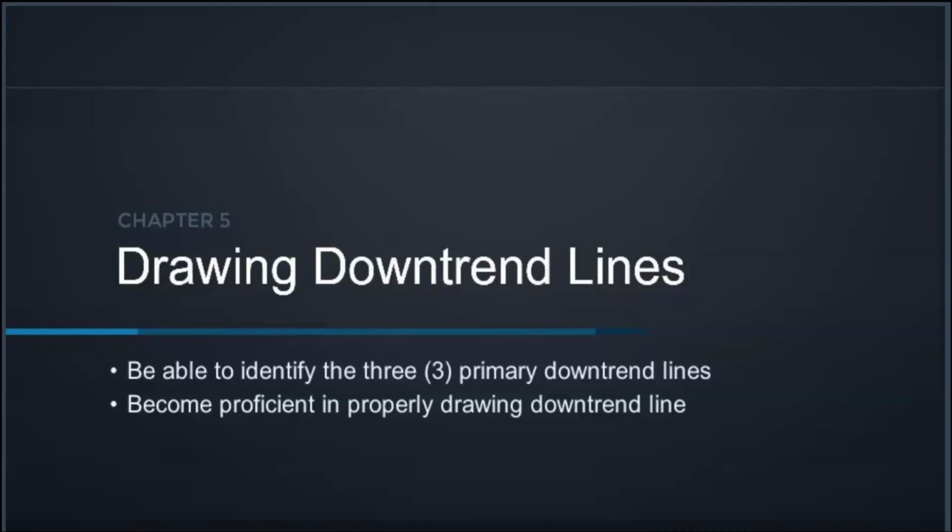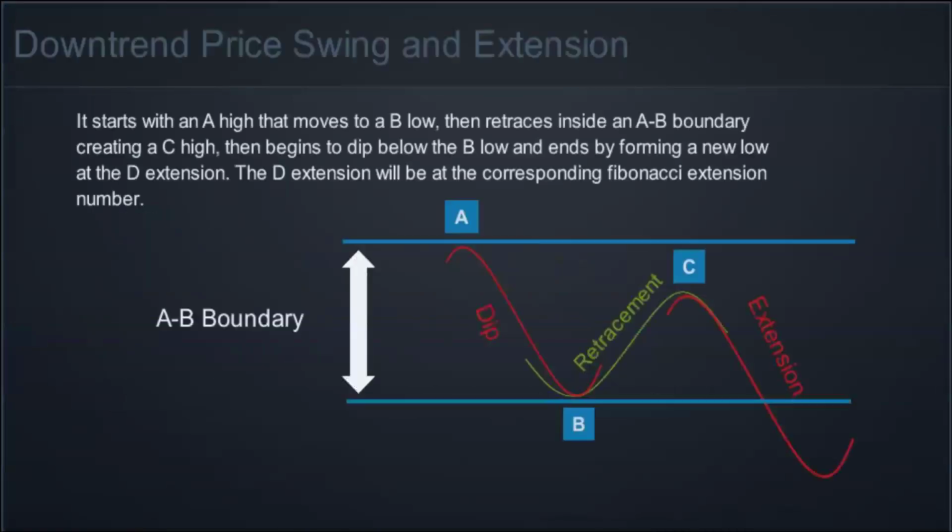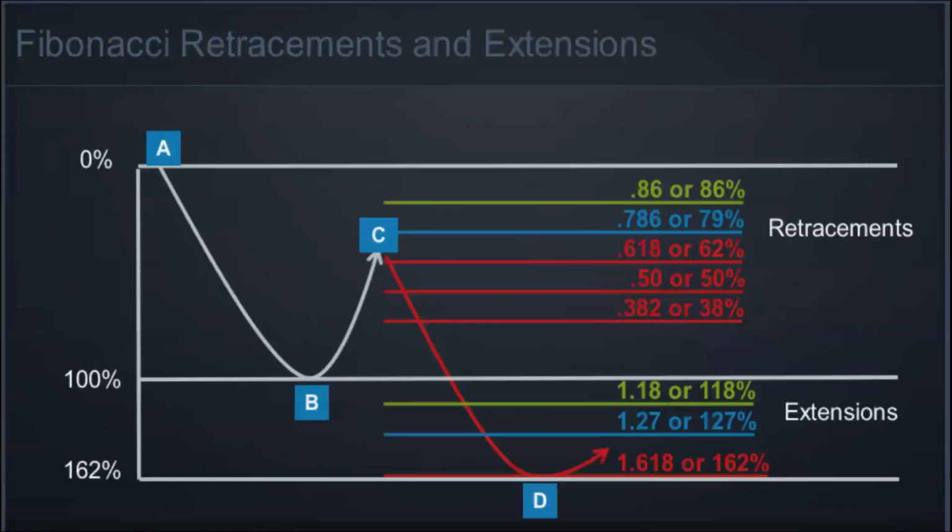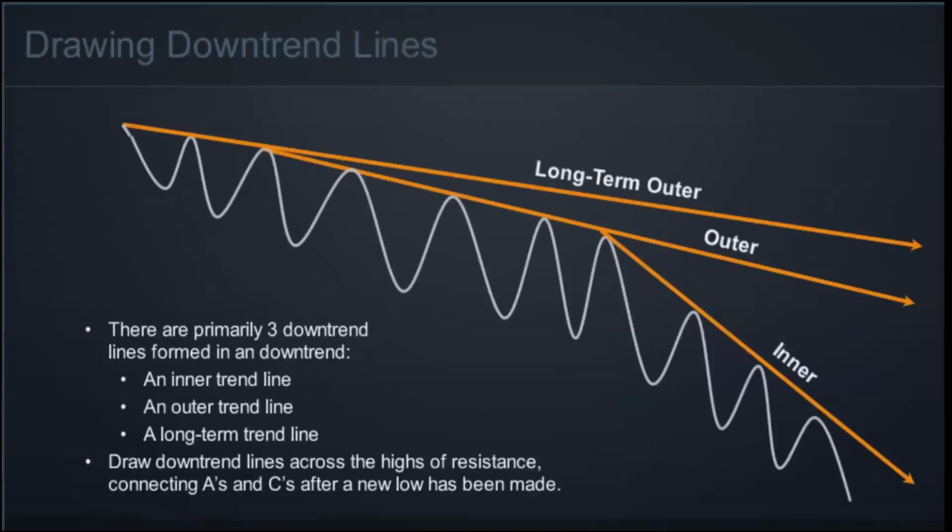So downtrend, the same thing, the same story. First of all, establish the market is making A, B, C, D price swing. Once you have that, the market forms a lower high, lower low, lower high, lower low. So you are going to connect all the lower highs to form your downtrend line. So in your uptrend line, you connect the higher lows. In your downtrend line, you connect the lower highs, just like we described initially.